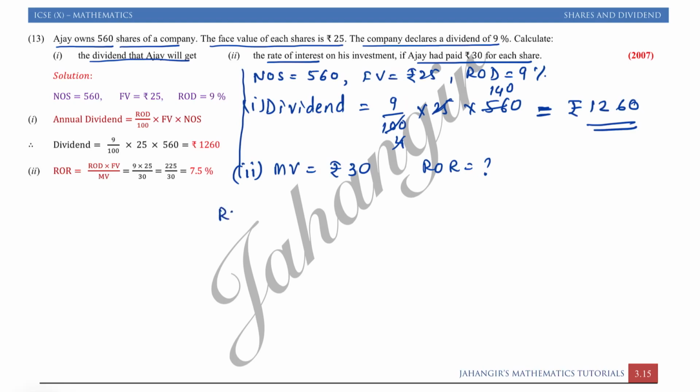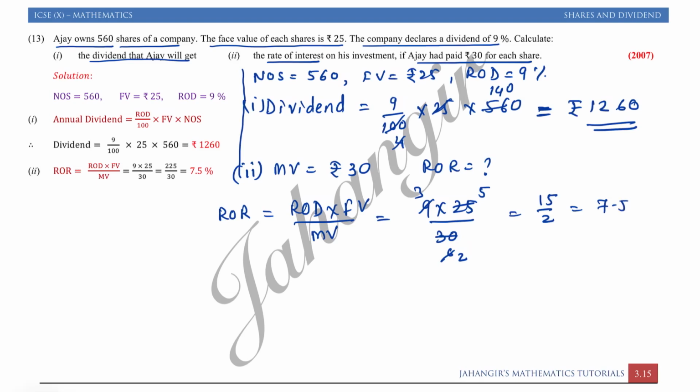So I can write rate of return is equal to rate of dividend, ROD, into face value upon market value. Hope you know this formula. ROD is 9% upon face value is 25 upon MV is 30. So 5 5s are 25, 5 6s are 30, 2 3s are 6, 3 5s are 15. So 15 upon 2, that is equal to 7.5%.